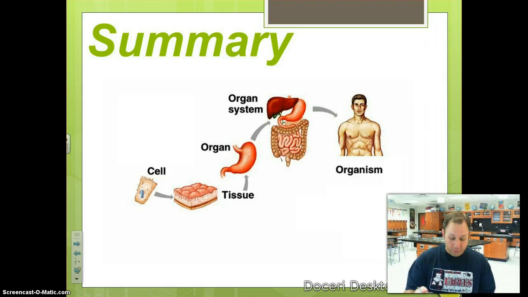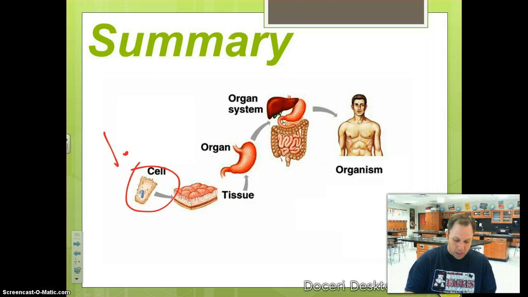So we start off with, again, the cell. So here is our cell. That is step number one. That is the smallest, most basic component of the body. A bunch of cells working together, common cells. It would have to be a bunch of red blood cells working together or a bunch of skin cells working together. I get a tissue.